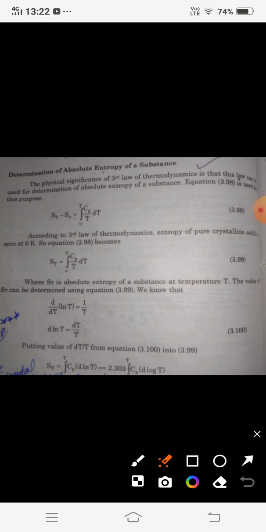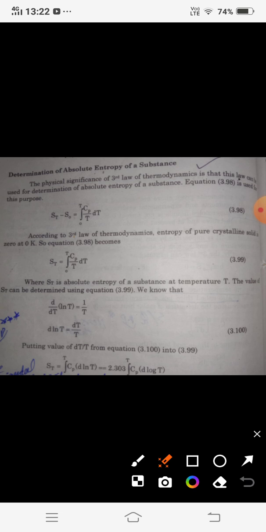First of all, we already know that the entropy of a system at absolute 0 temperature is 0, so we will neglect this entropy and only this equation remains. Here St is the absolute entropy of a substance at some temperature T. So it means that at temperature T, the entropy obtained will be the specified entropy or the absolute entropy.